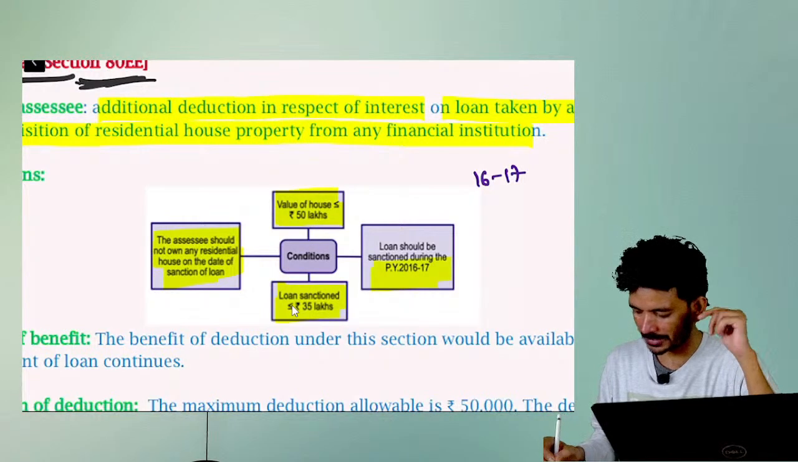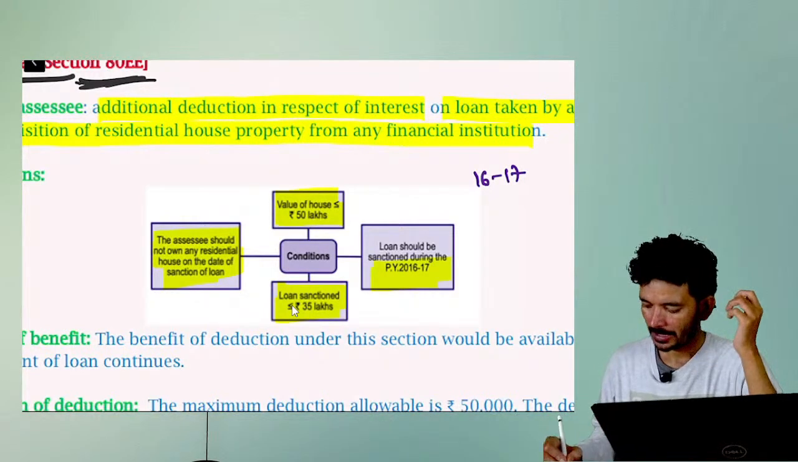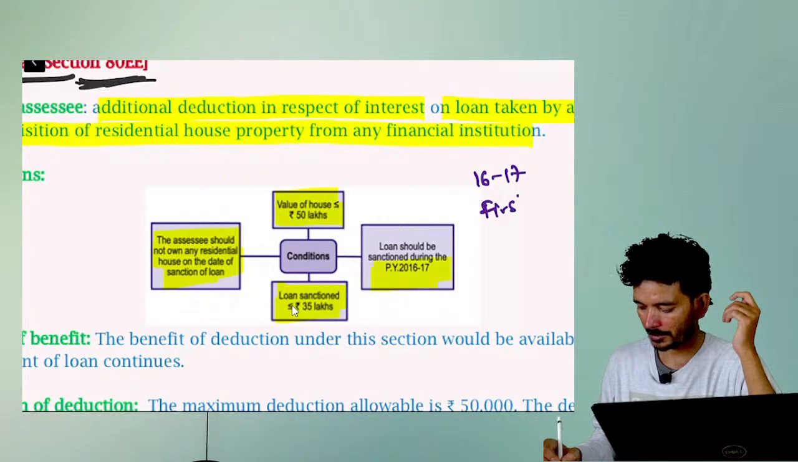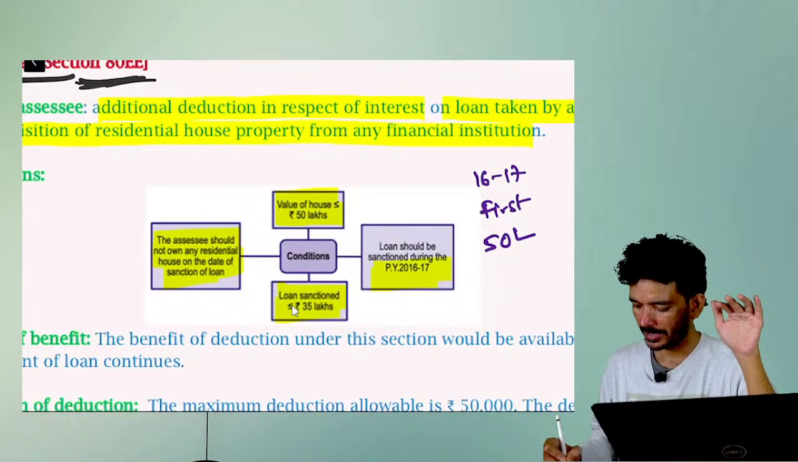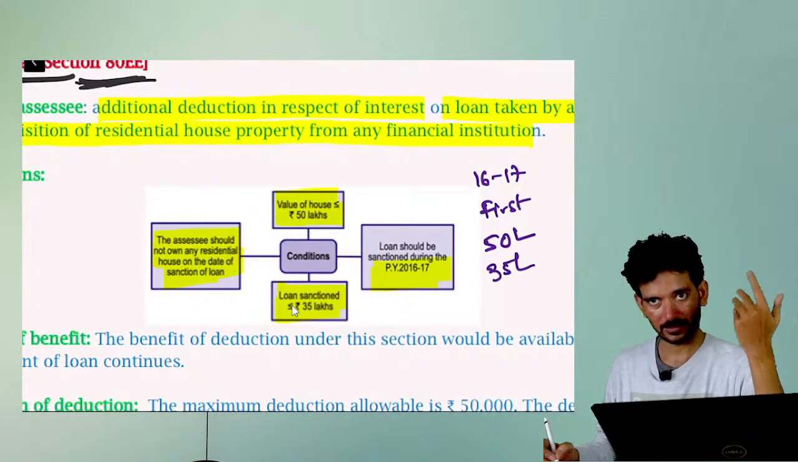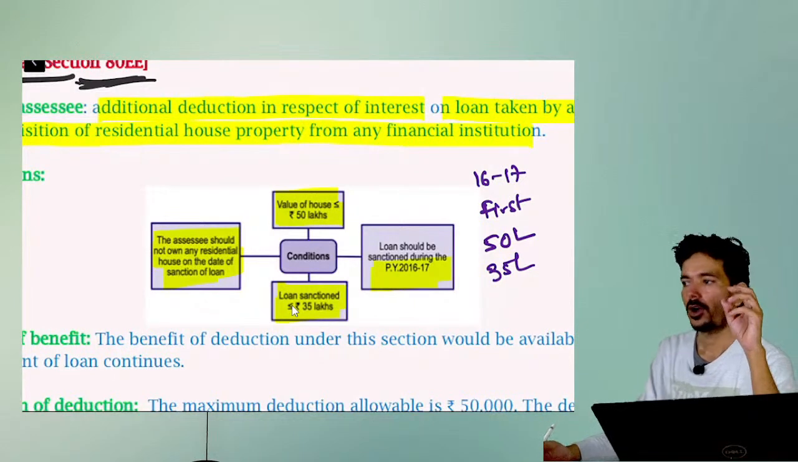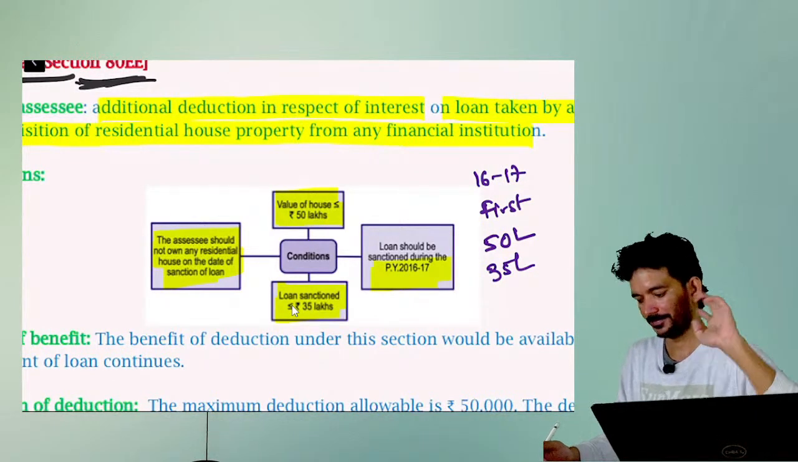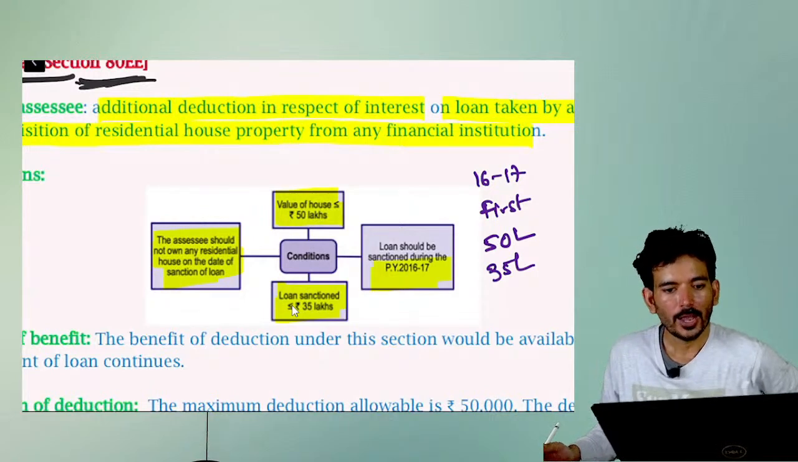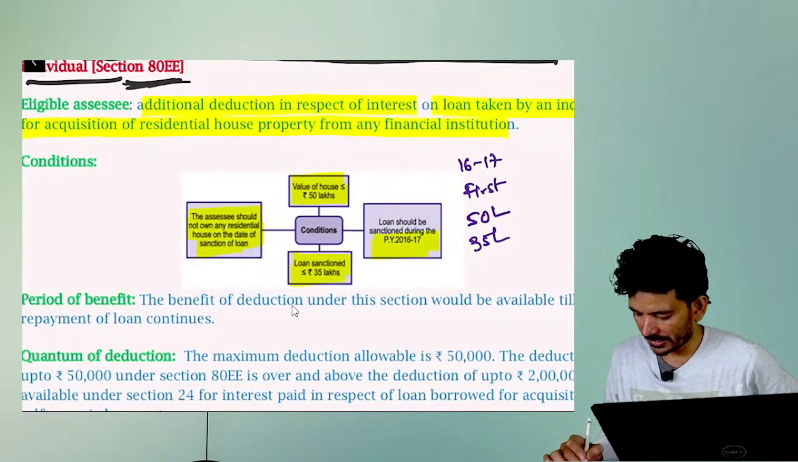The loan should have been sanctioned between 16-17, and you should be a first-time buyer. The house property value should be less than 50 lakh, and 35 lakhs or less should be your house loan, which means that 15 lakhs you paid from your own pocket. I hope this is clear. This is between 16 and 17, long back.